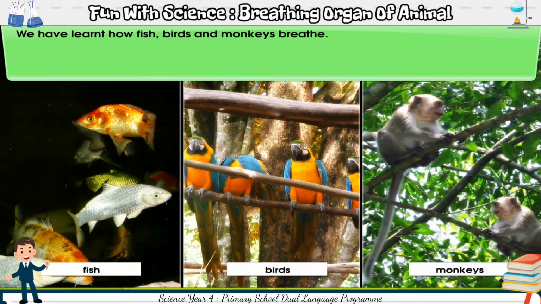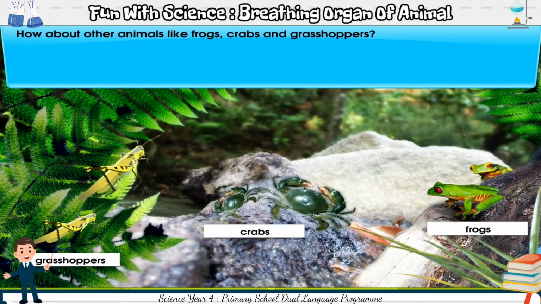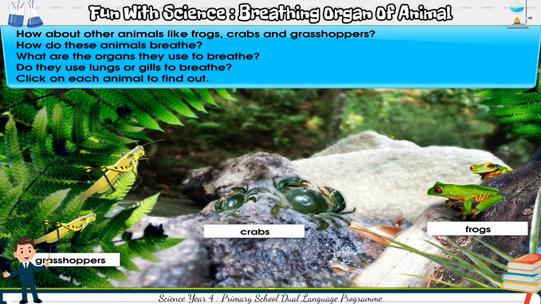We have learned how fish, birds, and monkeys breathe. How about other animals like frogs, crabs, and grasshoppers? How do these animals breathe? What are the organs they use to breathe? Do they use lungs or gills to breathe? Click on each animal to find out.